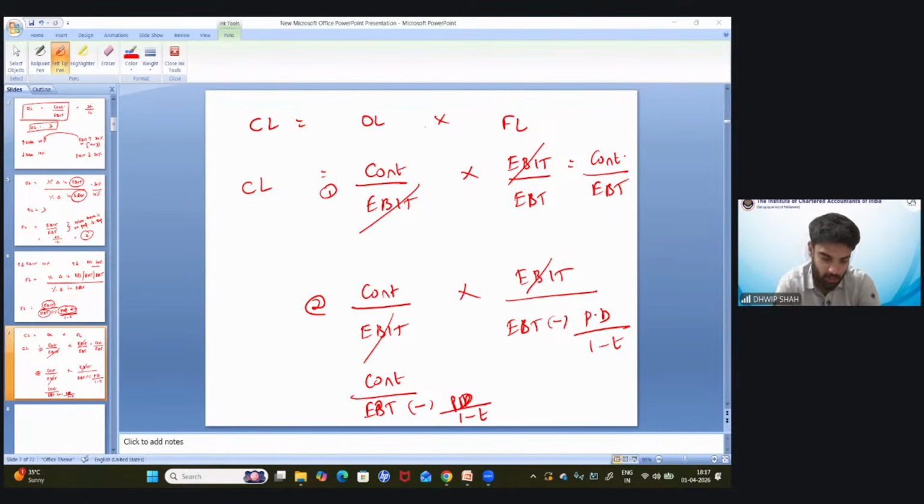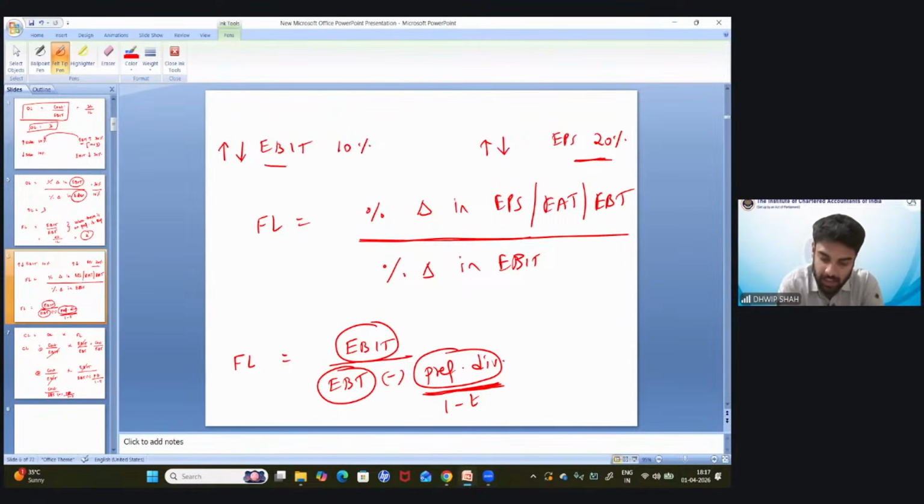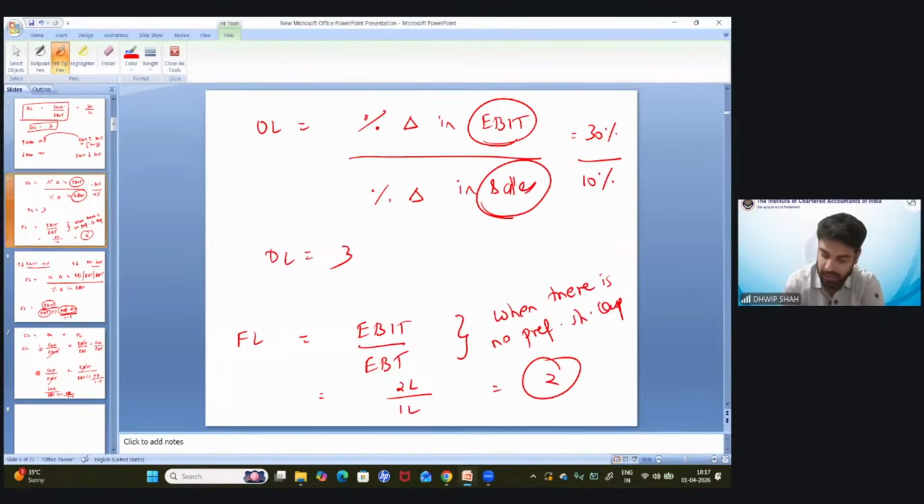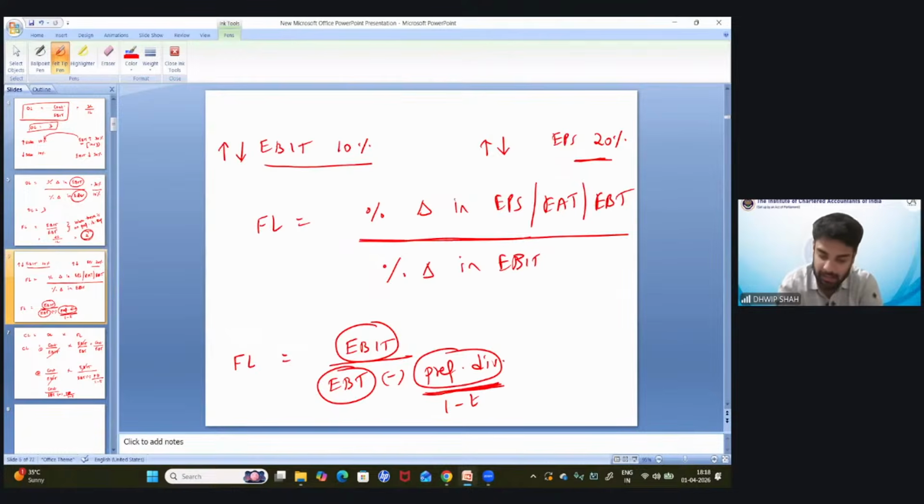Sir, tell the interpretation line of FL. The interpretation of FL is: if EBIT increases by 10%, then EPS will increase by 20% when FL is 2. If FL is 3, then if EBIT increases by 10%, EPS will increase by 30%. Are you following? If FL is 10, EBIT increases by 10%, EPS will increase by 100%. 10 into 10. And if EBIT falls by 10%, then EPS will go straight down 100%. Are you following? 100% down means it will become almost zero. Understood? And interchangeably, instead of EPS, you can also think of EAT and EBT. It means if EBIT increases by 10%, then EAT will increase by 10%, EBT will also increase by 10%. Clear?